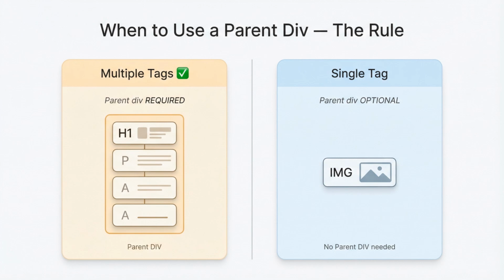This is a rule worth memorizing. If you're placing multiple HTML tags side by side or stacked inside a layout region, you must wrap them in a parent div. Without it, you have nothing to apply Flexbox or Grid to. But if you only have one element, say a single image, you don't need the extra wrapper. It's optional, and adding unnecessary divs just clutters your HTML.